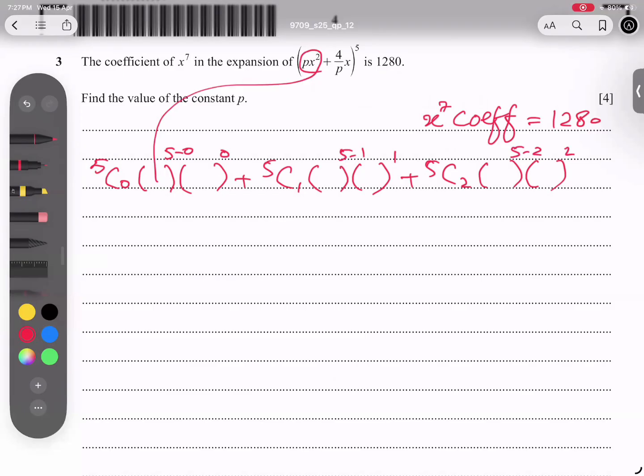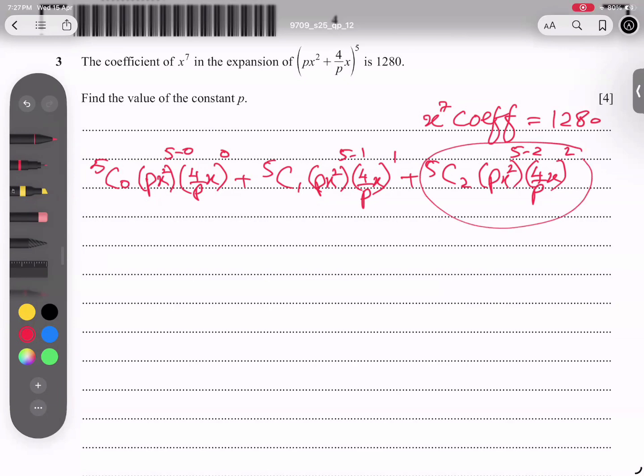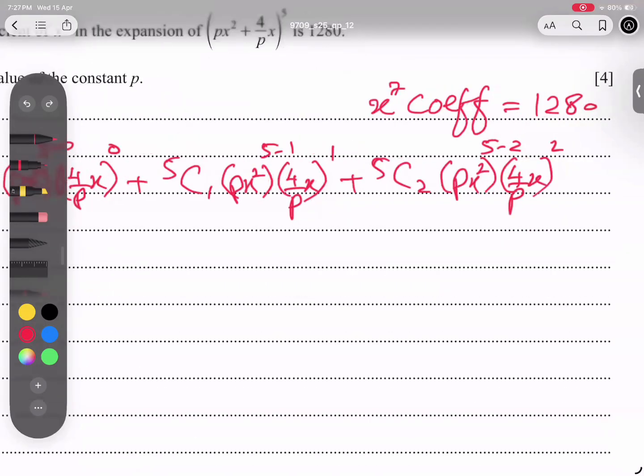First bracket replaced by px square. Every first bracket, px square. Second bracket is 4p over x. But x in the numerator, make sure. Okay, keep your eye on x. For example, it has one part only, no second part. If we have only one part, our concentration is only x to the power 7. We don't care about the other terms. For example, what is here? This is 5 minus 2 is 3.